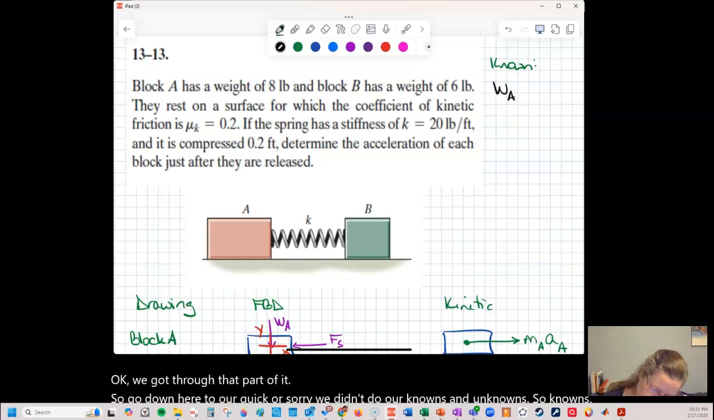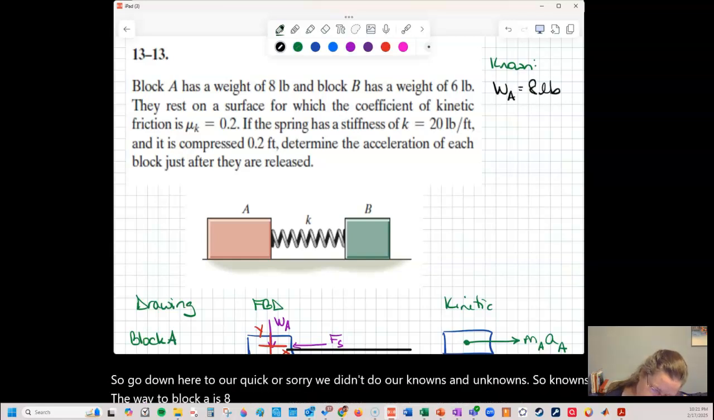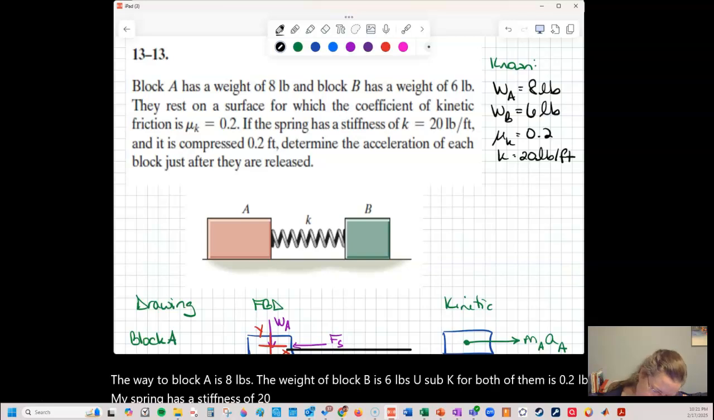The weight of block A is 8 pounds. The weight of block B is 6 pounds. U sub K for both of them is 0.2. My spring has a stiffness of 20 pounds per foot.